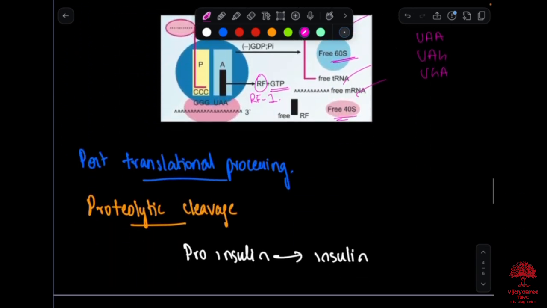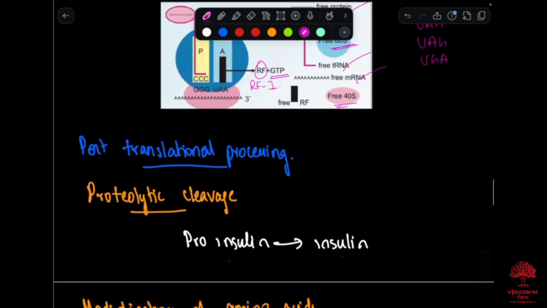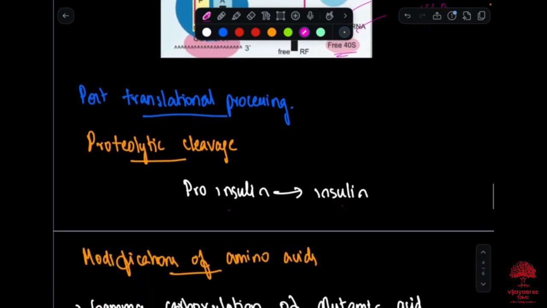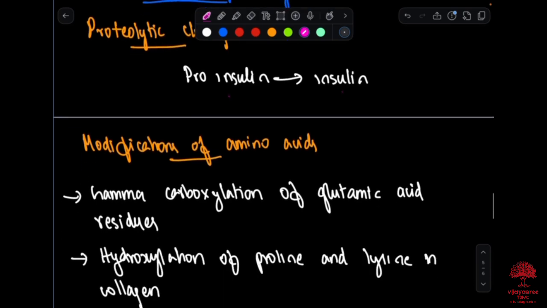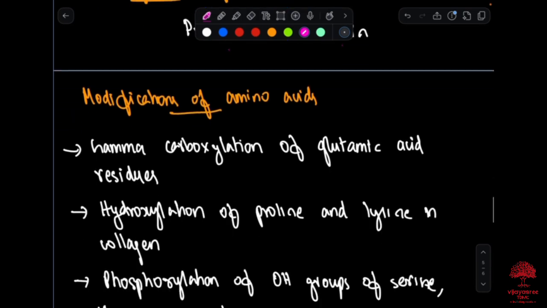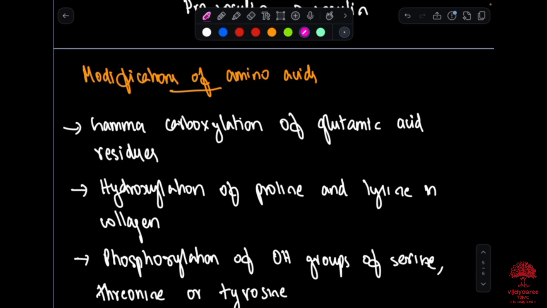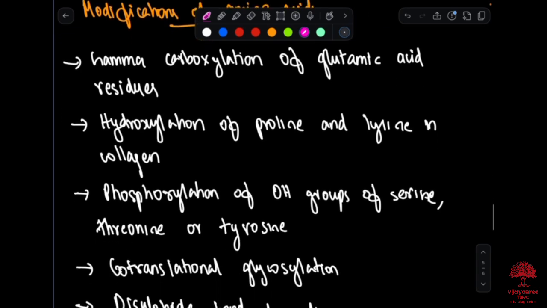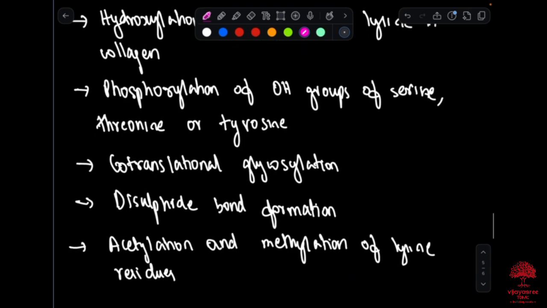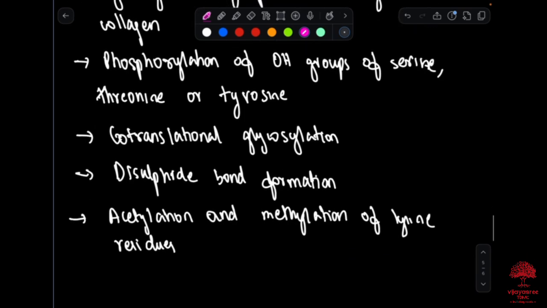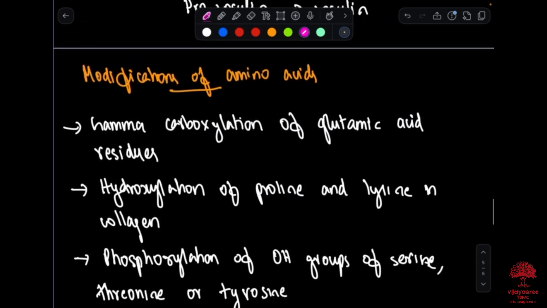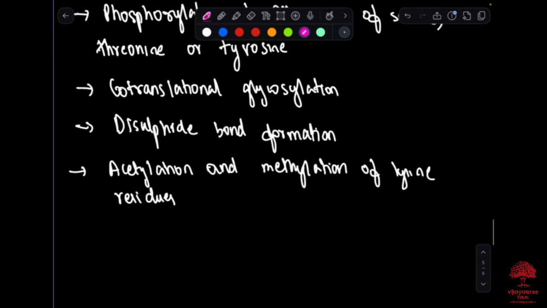Now finally moving on to post-translational processing, there are various things happening here. Proteolytic cleavage can occur. An example is proinsulin being converted to insulin. Apart from that, there are various modifications of amino acids. These include gamma carboxylation of glutamic acid residues, hydroxylation of proline and lysine in collagen, phosphorylation of OH groups of serine, threonine or tyrosine, co-translational glycosylation, disulfide bond formation, acetylation and methylation of lysine residues. These are some examples of modifications of amino acids in post-translational processing. That is all with translation.